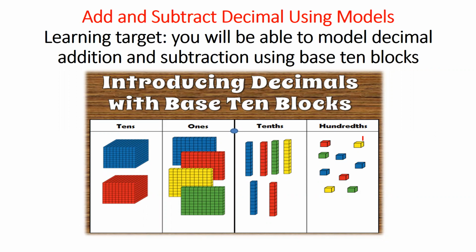So the first thing we need to remember before we get started is what the base 10 blocks represent when we're modeling. Here the flat is going to represent our ones place, the long rods represent our tenths place, and the units represent the hundredths place. So we think about our place value chart: ones, tenths, hundredths.